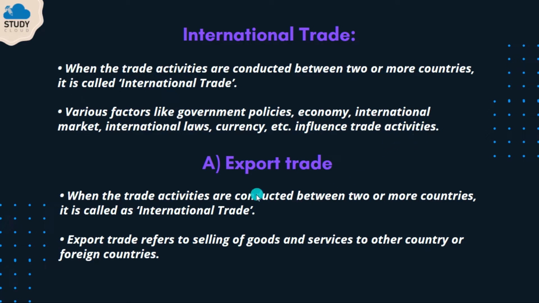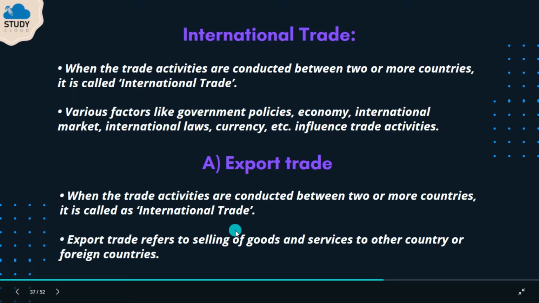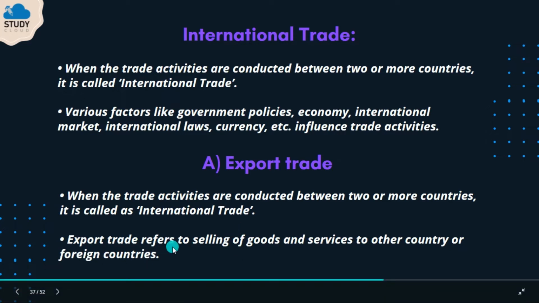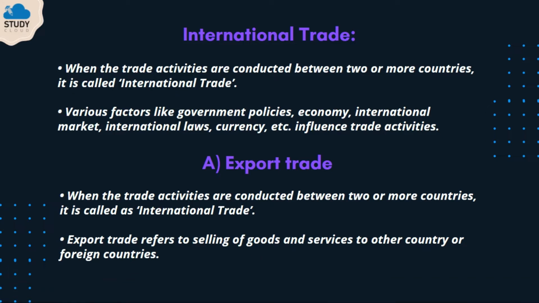Now the first type of international trade is export trade. So what is export trade? When we sell goods to another country from our own country, that is known as export trade. So export trade refers to selling of goods and services to other or foreign countries. For example, if India sells apples to USA, that is export trade.